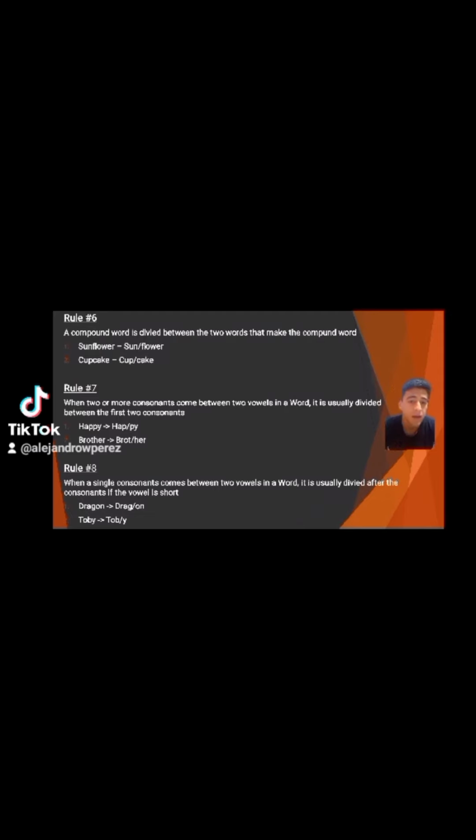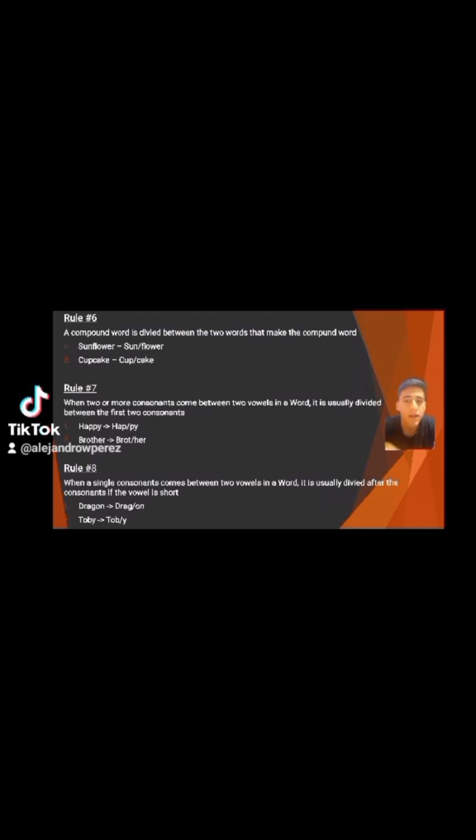Rule number 5. When a word has a CK or an ET in it, the word is usually divided after the CK or the ET. For example, we have 2 examples here. The word example, ET, we divide, we split, ample. Hockey, CK, after that we separate.